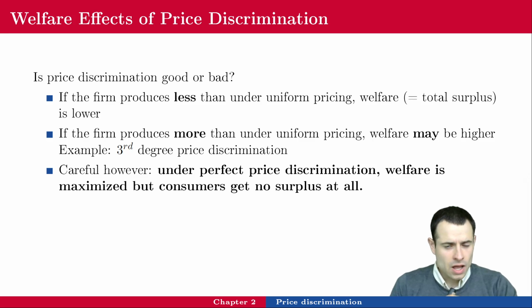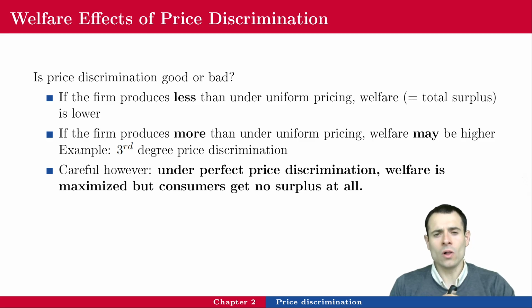Careful, however. I went over the case of first-degree price discrimination and said it was Pareto efficient, but consumers were getting nothing at all. Welfare is maximized. All of the surplus was going to the producer. So be careful about what you are analyzing. Are you looking at the effect on consumer surplus, producer surplus, or total surplus? The answer will change.